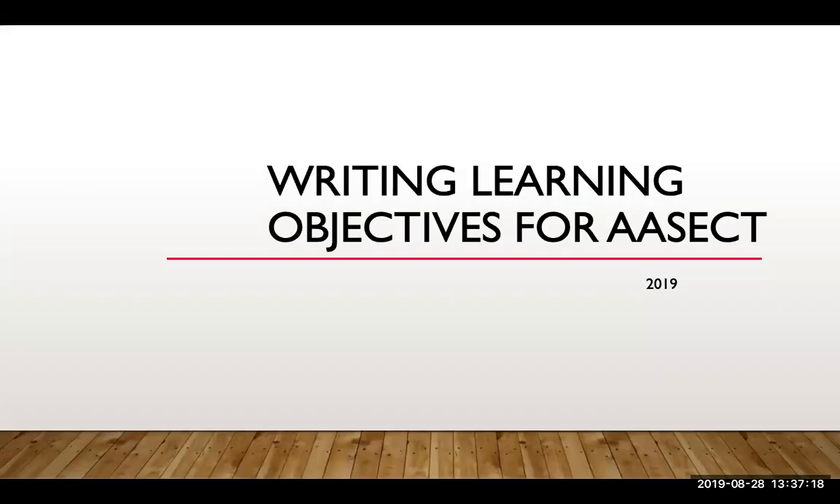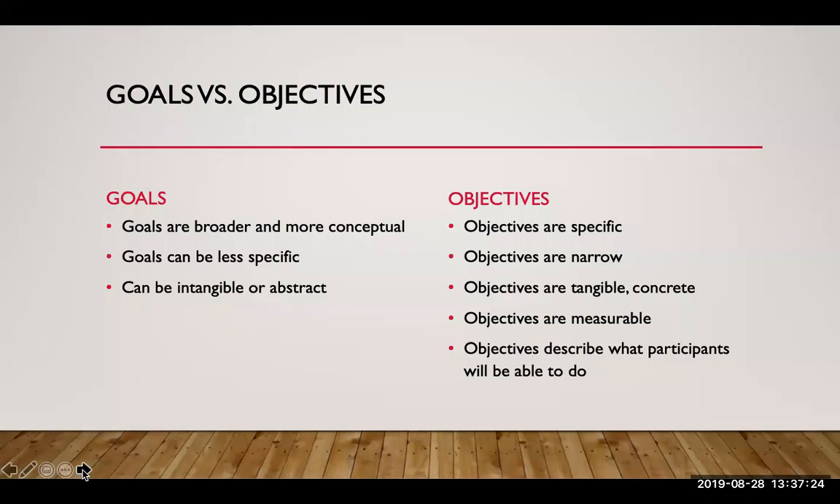This is a really brief video to talk about how to write your learning objectives in a way that will make it easier for your proposal to be accepted. So the first thing we want to do is talk about goals versus objectives because people sometimes confuse the two. Goals can be broader, more conceptual, less specific, kind of intangible, but objectives have to be specific, narrow, tangible, measurable, and describe what participants will be able to do.